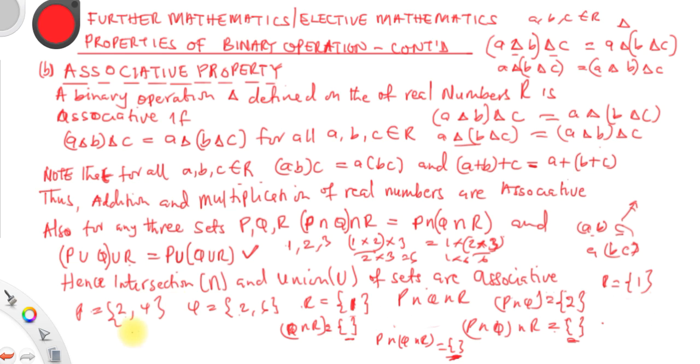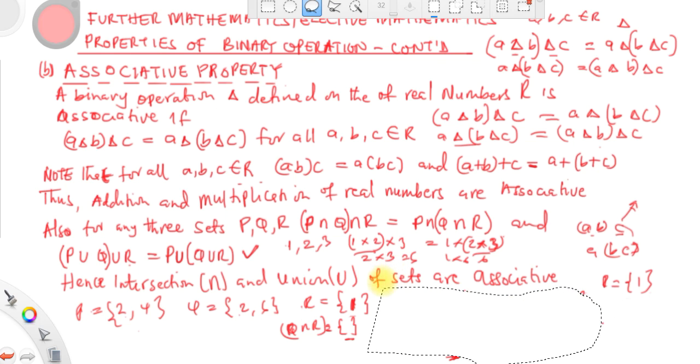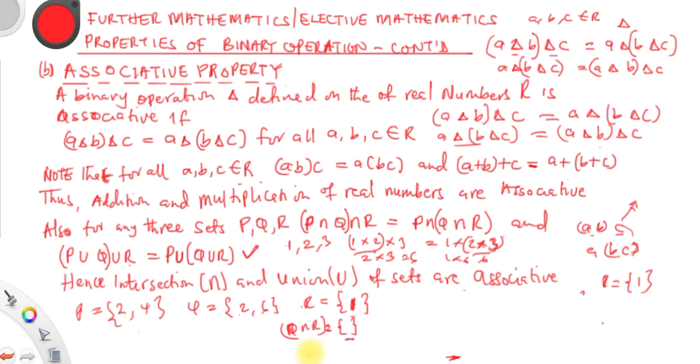So if you find the intersection of the three sets in the two ways, you get the same answer. That's what we are saying, guys. This is not difficult at all. You get the same answer, guys. It's very simple and interesting, guys. It's not difficult at all. So that's what we are saying.